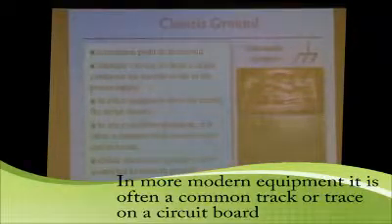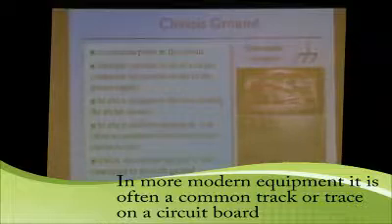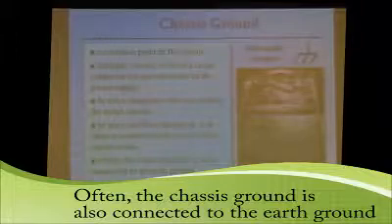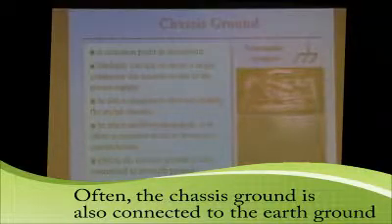Now on circuit boards, it's usually a common track or trace on the circuit board. So they still have a chassis ground. You can still have a chassis ground, and that ground may or may not be connected to the earth ground. It is safer if it's connected to the earth ground because, again, you don't have to dissipate the electricity under emergency conditions, but it may or may not be. And this is the symbol for a chassis ground as opposed to the other one that you saw for earth ground.